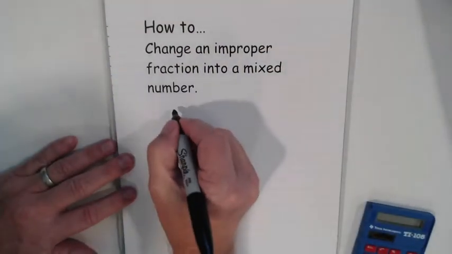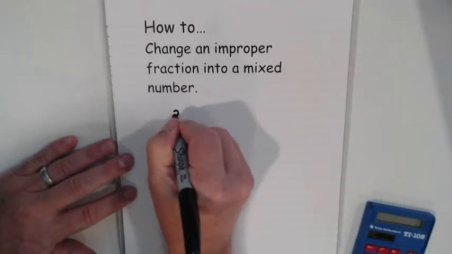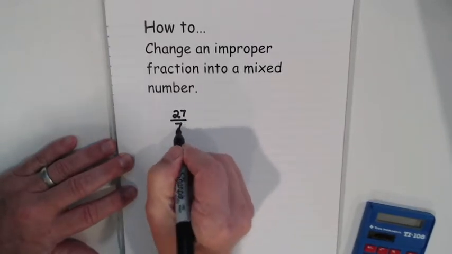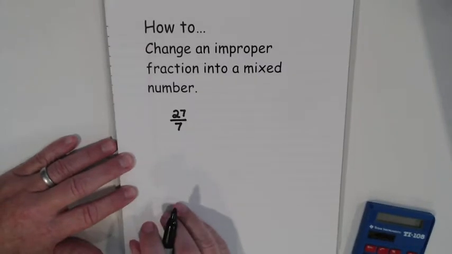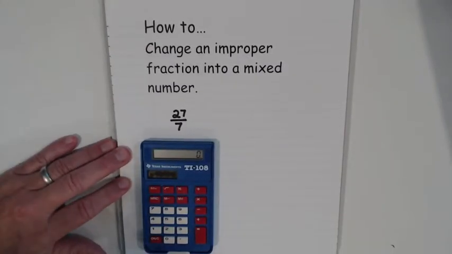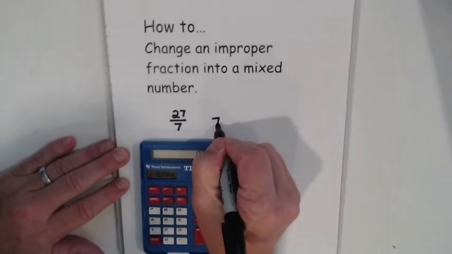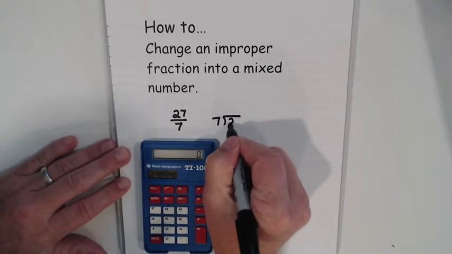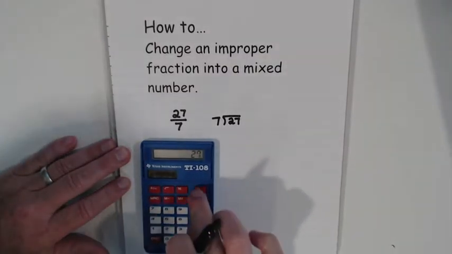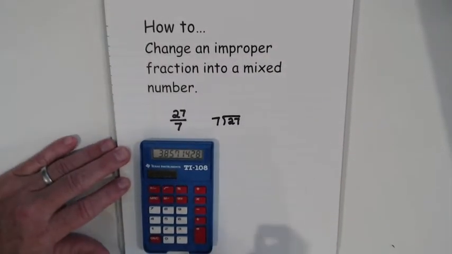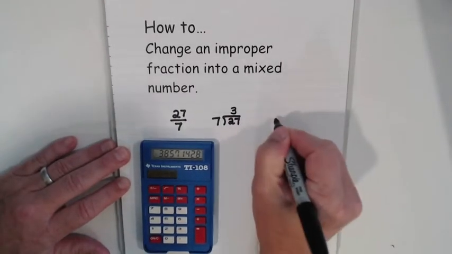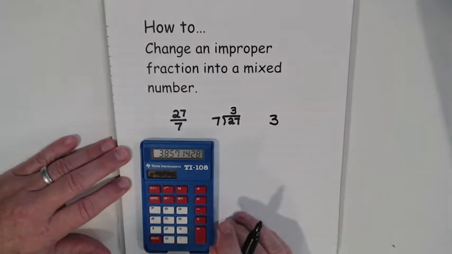Let's take 27 sevenths and change that to a mixed number. Again, I'm going to take my calculator. I'm going to figure out how many times 7 will go into 27, and that's going to be my whole number part. So 27 divided by 7. Look at that number in front of the decimal. That's a 3. That's going to be my whole number part, my answer.